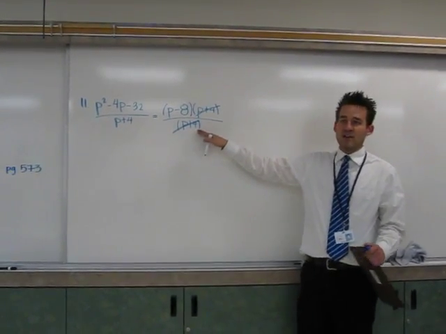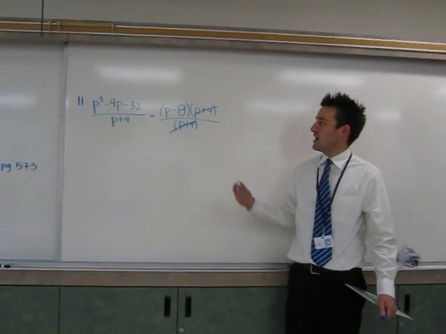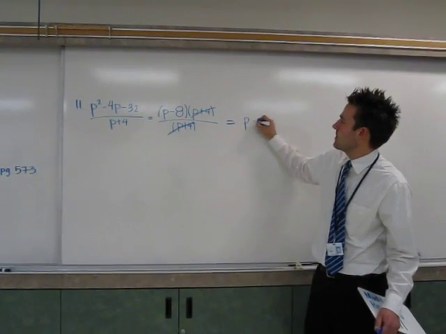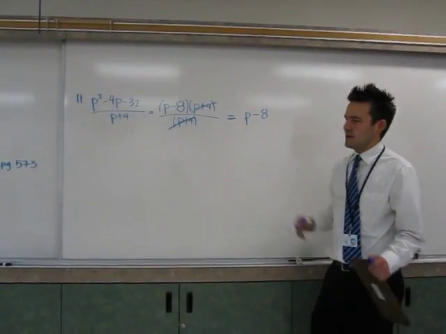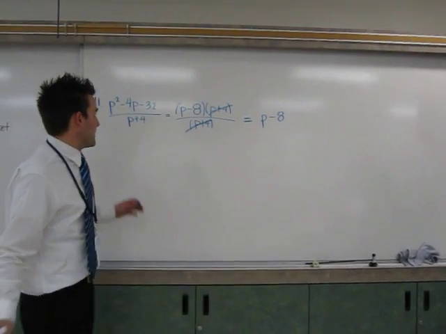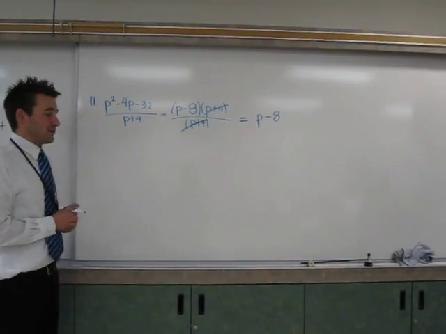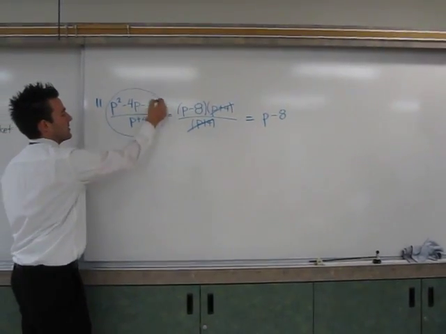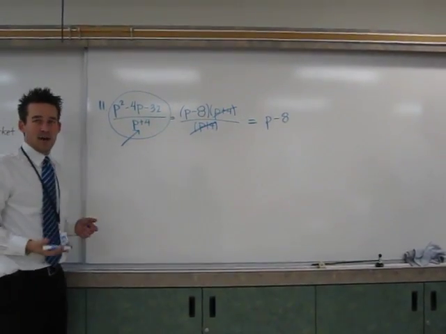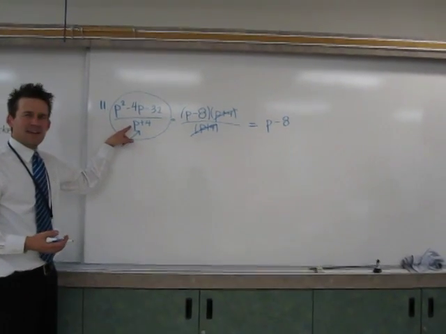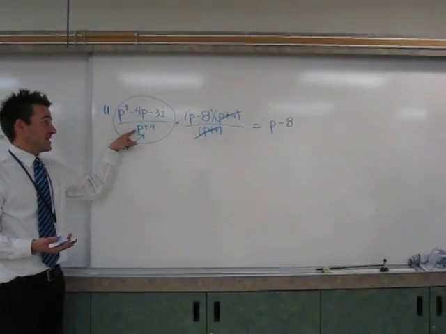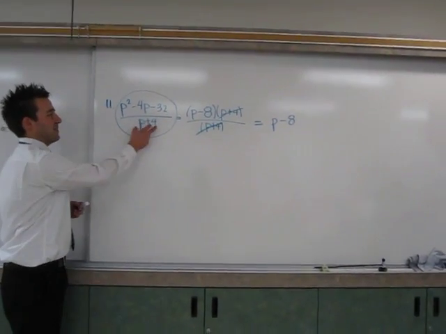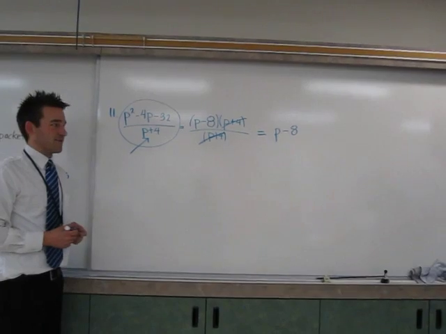That leaves just a 1 in our denominator and makes our denominator unnecessary to write. So this all simplifies to just p minus 8. Now the other part of the problem asks us to identify any restrictions on the variable. If we go back to the original problem, we see a p plus 4 in the denominator. If p is negative 4, it's going to cause the denominator to be 0. So our only restriction is that p is not equal to negative 4.